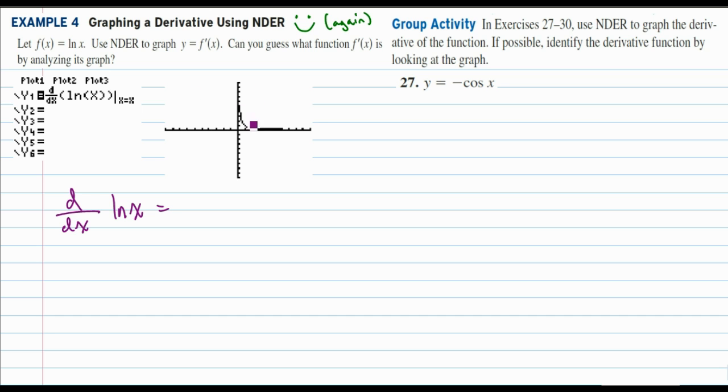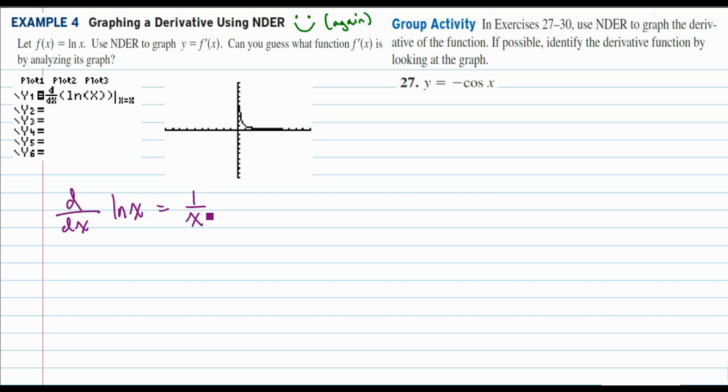Now looking at this, does that look familiar to you? One of your basic functions? To me it looks like the graph of 1 over x, and then with a little bit of tracing you'll see that if you plug in 2, the y value is 1/2. If you plug in 3, the value is 1/3. If you plug in 1/2, the y value is 2, etc. So we can make the conclusion that the derivative with respect to x of the natural log of x equals 1 over x.